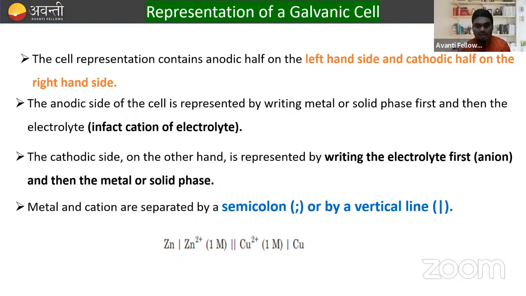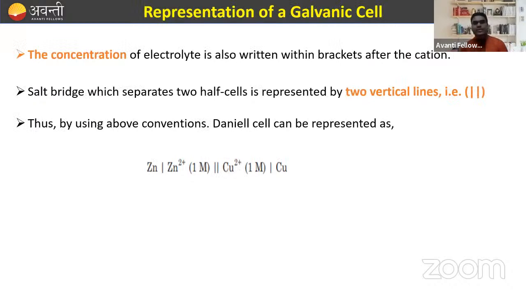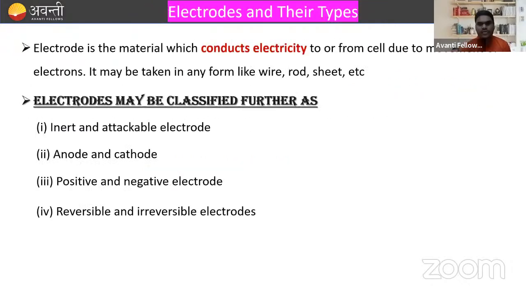We can represent the metal and cation separated by a semicolon or a vertical line. So we can represent the galvanic cell like this. This is first the anodic part, that is Zn, Zn2+, concentration 1 molar, salt bridge. This is the cathode, Cu2+ to Cu. So this is how we can represent our galvanic cell. Okay, good. Now, the representation of the galvanic cell is done. This is simply how we represent it.